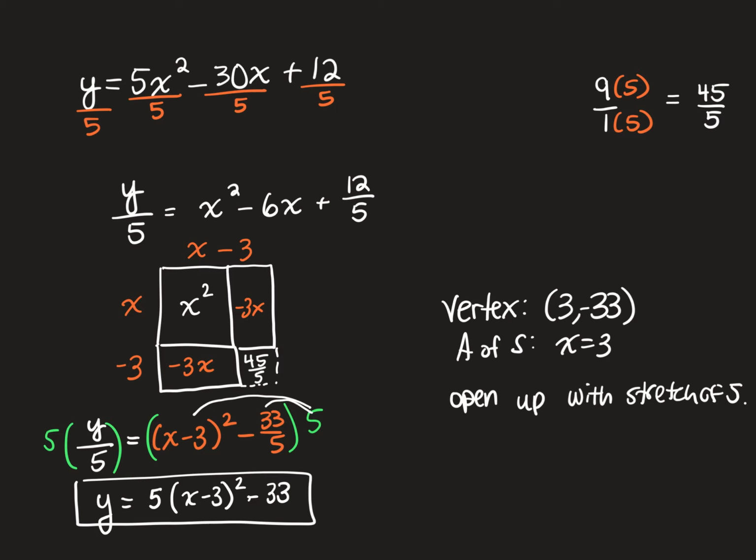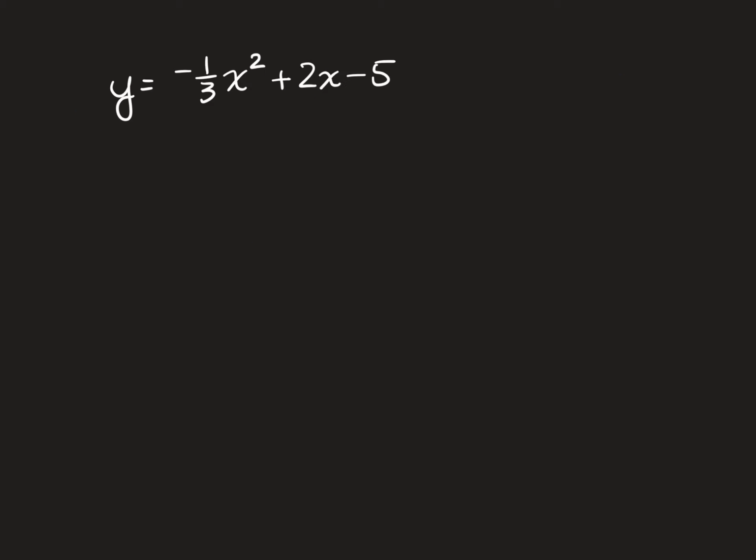All right, let's try one more. This time my a value is a fraction, okay? And again, what I see is if I try to factor this, it's probably not going to factor. So using the approach to average the x-intercepts to then change it into graphing form is probably not going to work to our advantage. So I'm going to use completing the square.